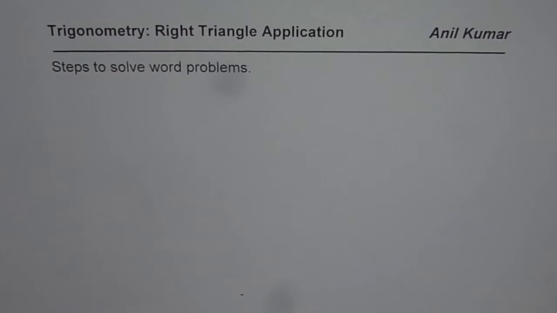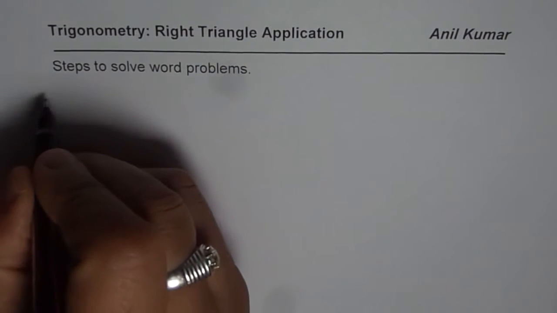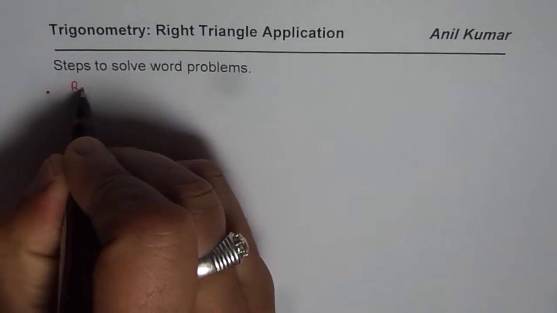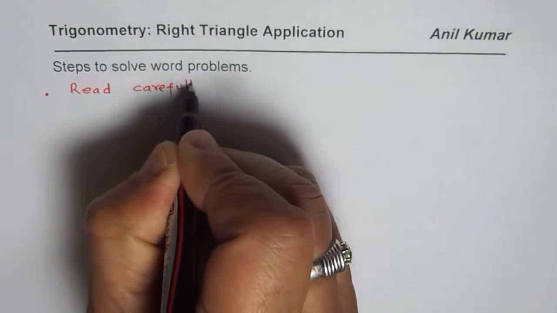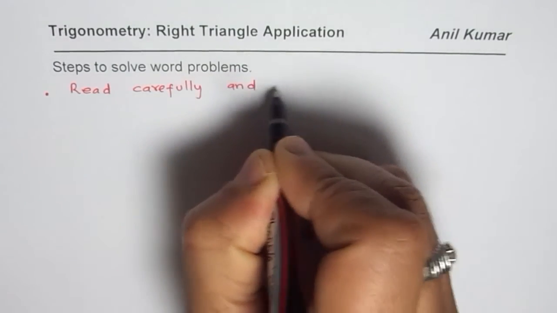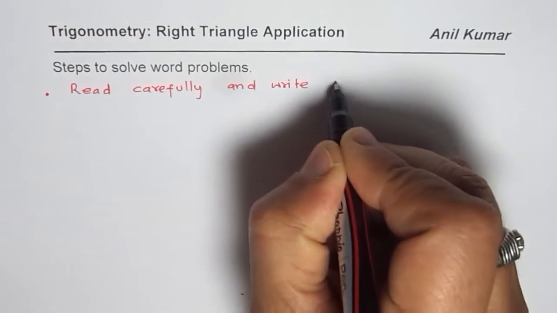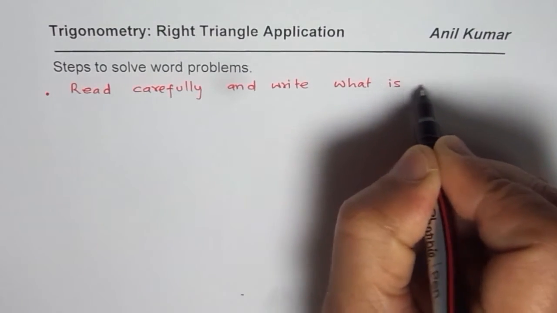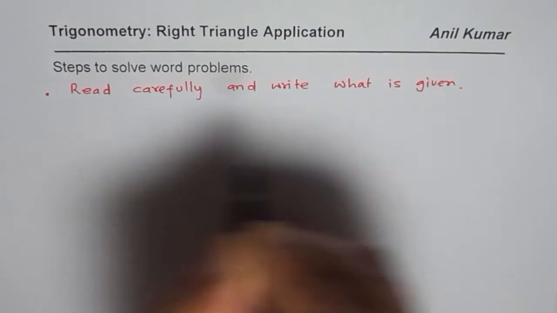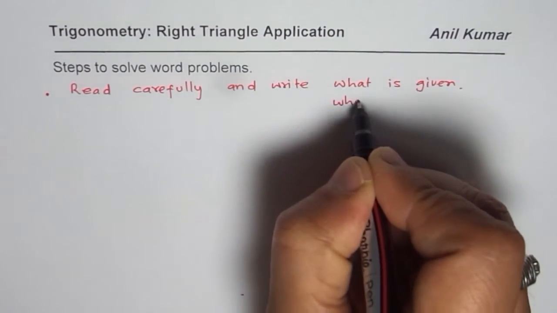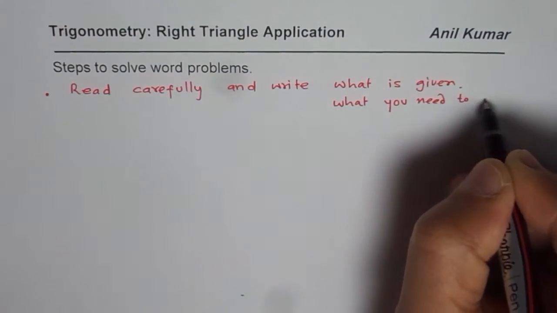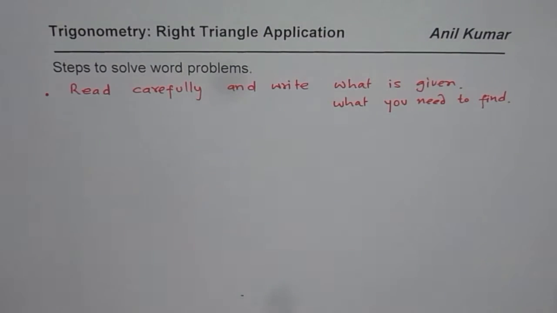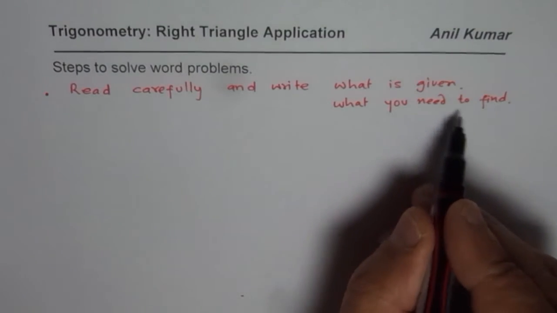The first and foremost step is read carefully, right? So that is the first step, read carefully. And write what is given and what you need to find. Now that is most important, right? So whenever you read a question, read carefully, write down what is given and what you need to find.